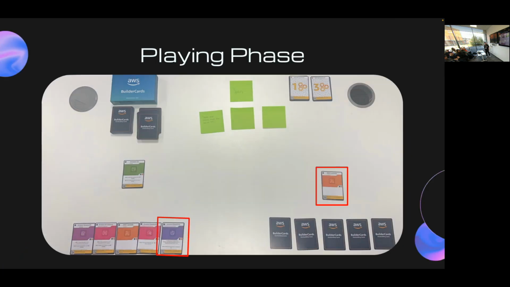Now you can see the player who placed the S3 bucket has also picked up from the builder card pile, and they picked up this card, which is the Amazon CloudFront card. And then player 2 has also dealt an AWS Lambda card and, as well, picked up from the builder card pile.